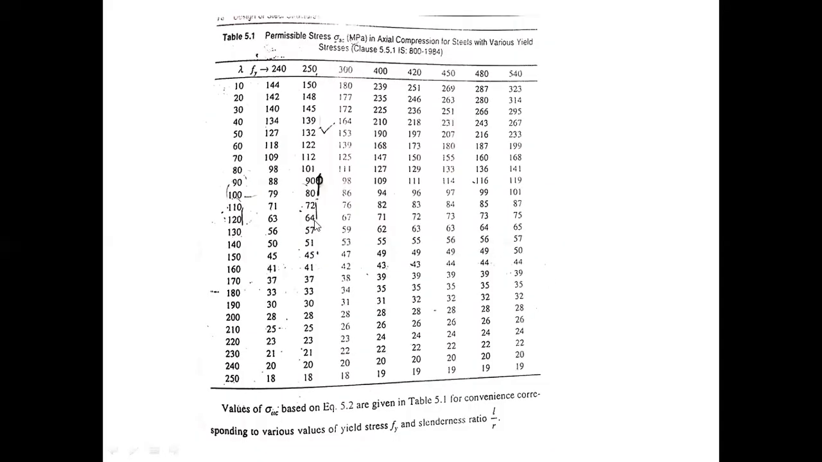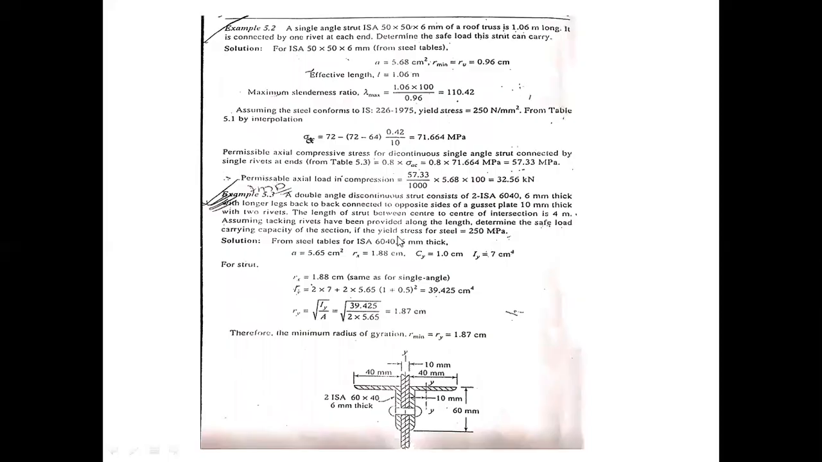72 minus 64 into 110.42 minus 110 upon 120 minus 110. That is 71.664 MPa, that is Newton per mm square. So this value is sigma AC.